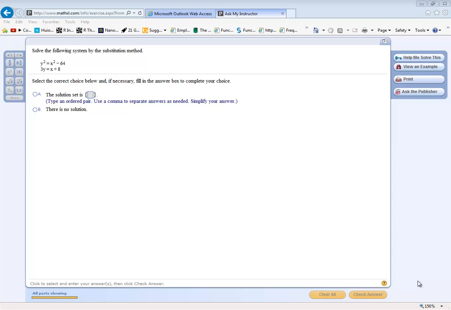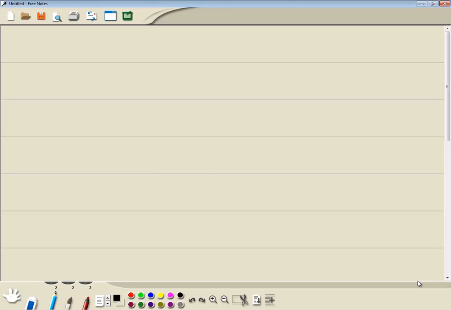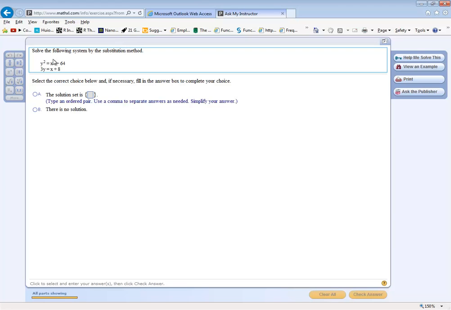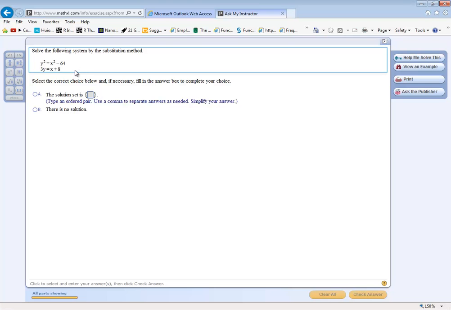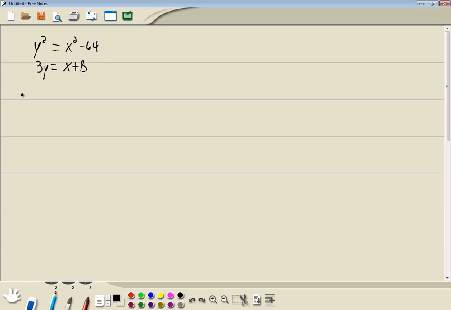Let's take a look at this problem. We've got y squared is equal to x squared minus 64 and 3y is equal to x plus 8. And we'll solve this by the substitution method.